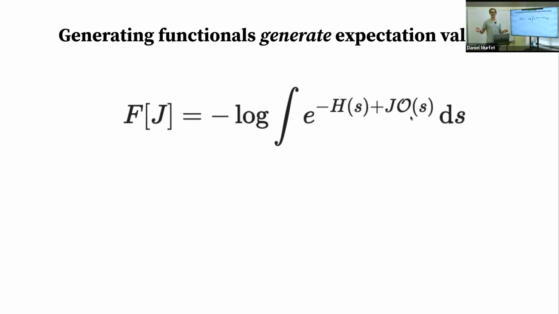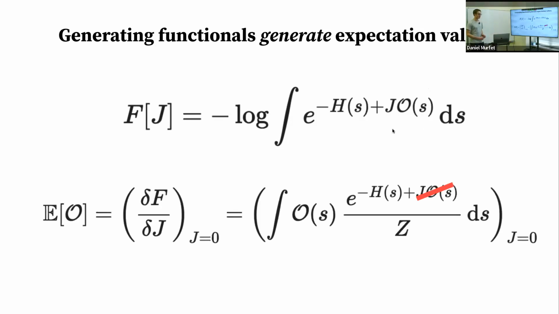No. It's theoretical. This theoretical construct, a source that doesn't actually exist, and we couple it to some observable we can measure. And so what you do is take the derivative, in this case with respect to this J, and the derivative hits the exponential, and the observable O of S comes down.